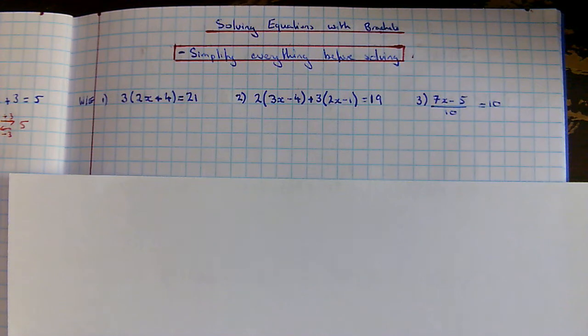Now that we've mastered solving simple equations, we're going to look at equations which require a little bit of manipulation before we can solve them, and normally that involves brackets. So if we have an equation which involves brackets, we want to multiply those out before we start doing anything else, and we looked at that in chapter 2.